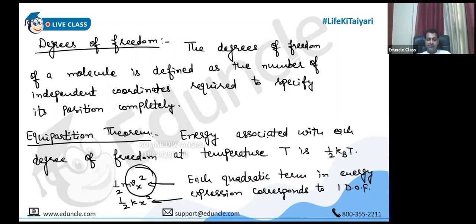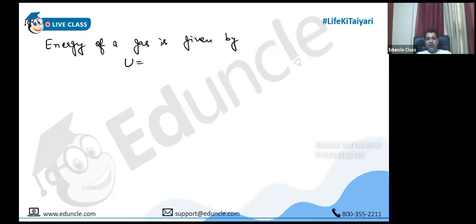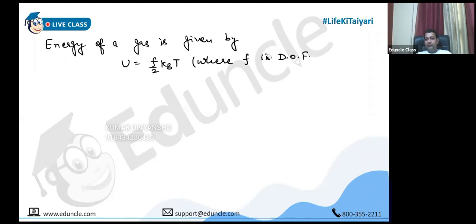Clear or not? Yes. And that is the reason for the harmonic oscillator, the average energy is kT, not half kT, because it is having two energies, potential and kinetic. So half kT corresponds to kinetic and half kT corresponds to potential. So the sum is kT. It means we can easily calculate the energy of a gas if we know its degrees of freedom. Because if the energy associated with each degree of freedom is half kT, then the energy associated with f degrees of freedom will be f by 2 kT, where f is the degree of freedom, isn't it?